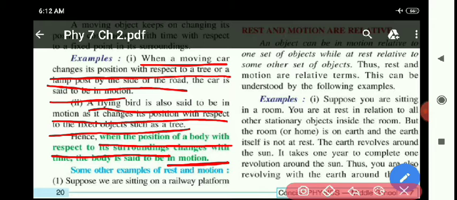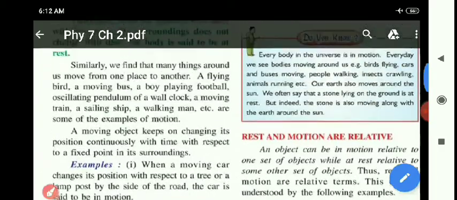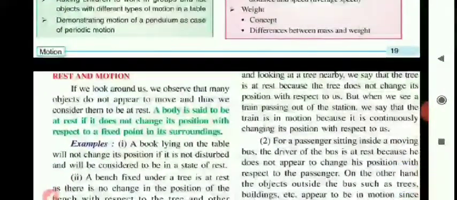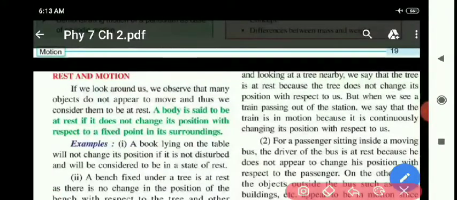Some other examples of rest and motion. Suppose we are sitting on a platform. Okay, when we are sitting on a platform and looking at a tree nearby, we say that the tree is at rest because the tree does not change its position with respect to us. Okay, do you know what a platform is?